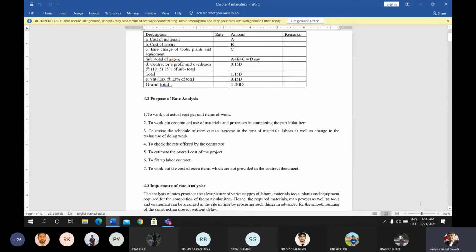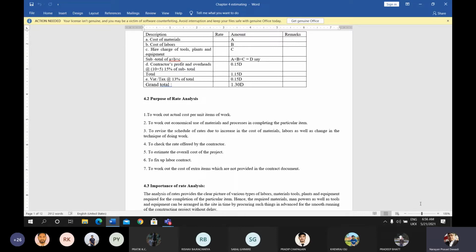Rate analysis is also used to check the rate offered by the contractor. The contractor offers his rate in the bill of quantity that is submitted to the contractor during the tendering process. The contractor should fill up the bill of quantity with their own rate and amount. In the bill of quantity there are different items and their quantities. The rate and amount columns are left blank. The contractor should fill up that rate and amount for each and every item.